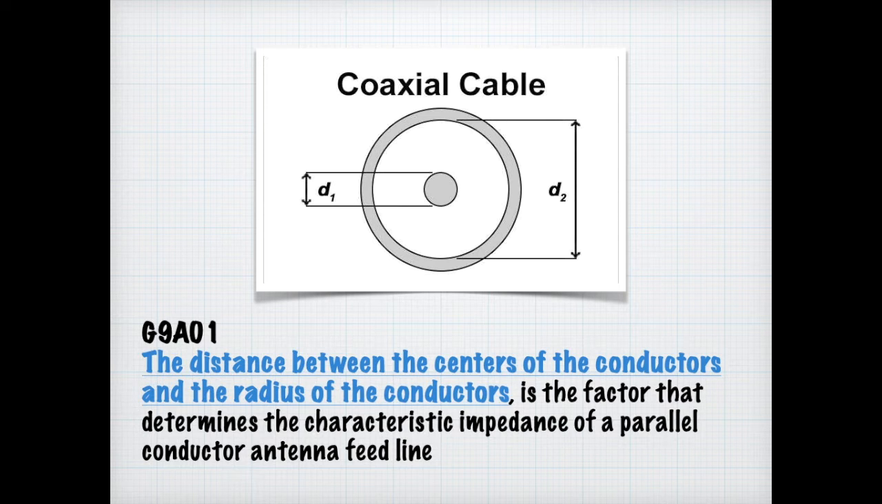For the exam, you need to know that the distance between the centers of the conductors and the radius of the conductors is the factor that determines the characteristic impedance of a parallel conductor antenna feed line.